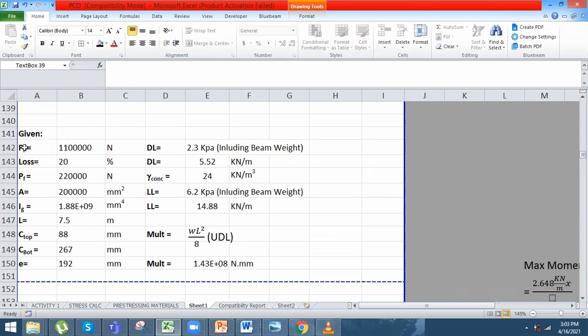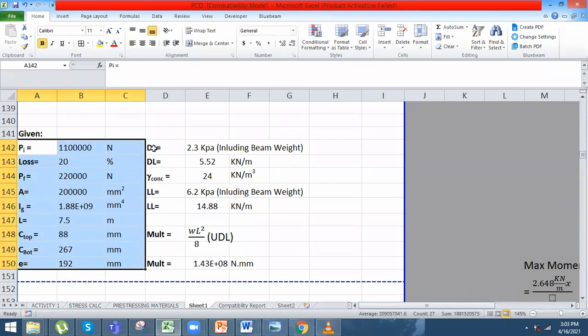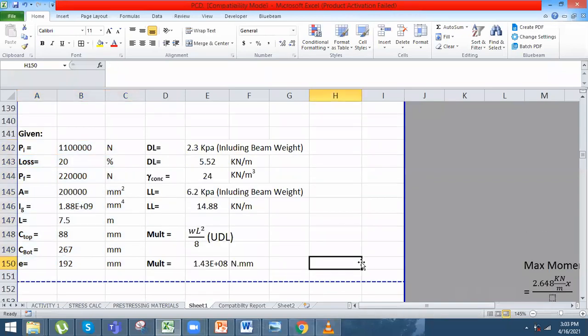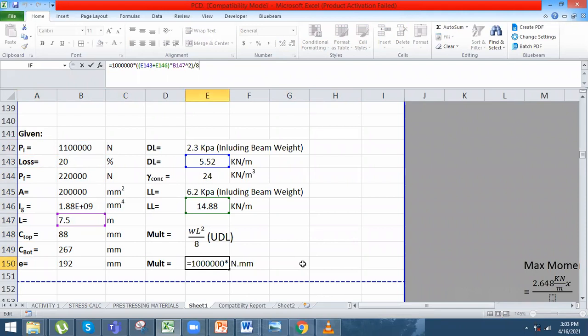ayan, may mga given, tapos may units. Ayan, para mas madali siyang isolve pag formula na lang siya. Okay? So, we have initial, may loss tayo, may final, may area, may moment of inertia, may length, may setup, C bottom, E. Dead load, pag isa mo lahat ng dead load. Live load, ito. Okay. Then, we can get already the moment. Okay? So, that is 1.43 times 10 raised to 8 Newton millimeter.